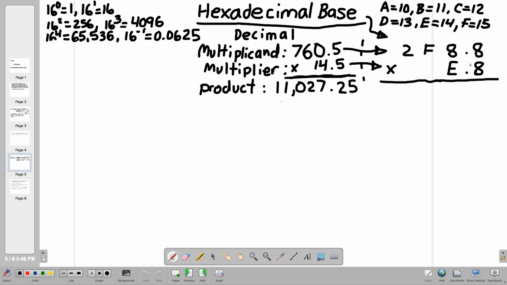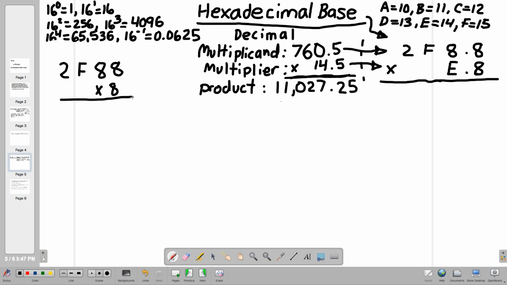All right, so let's start. We have 2F8, and then we said we start off with the right digit at the bottom, so 8 times 2F8. So we'll multiply that times 8. Let's get rid of this.